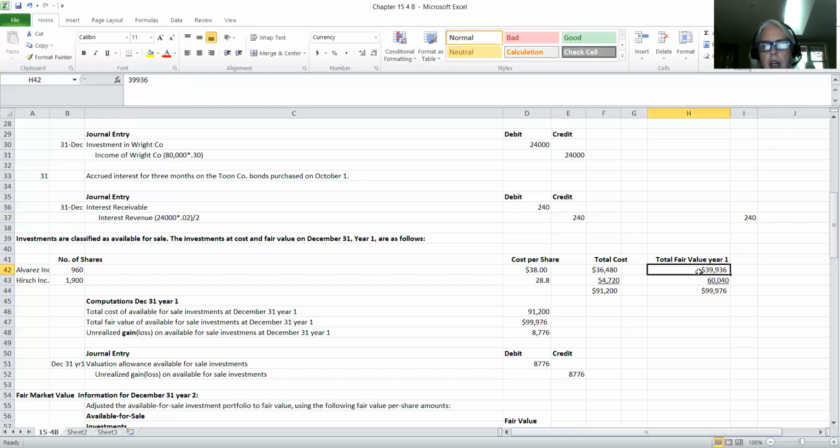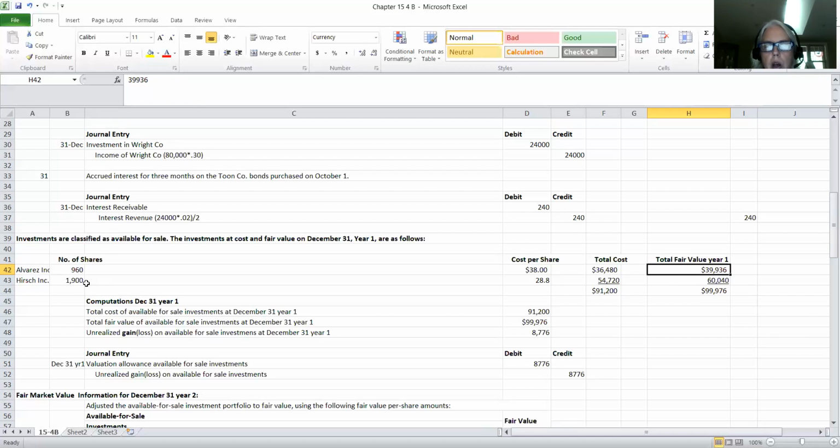This amount right here was given to you. We don't know what the fair value per share was. This was just something that was left over from last year that we have to take in consideration for this year's financial statements. Last year, we had a fair value for our Alvarez company's stock at December 31st of year one of $39,936. They gave you this amount.